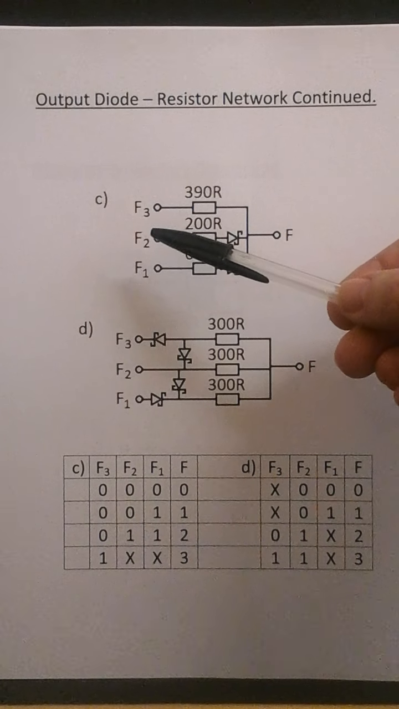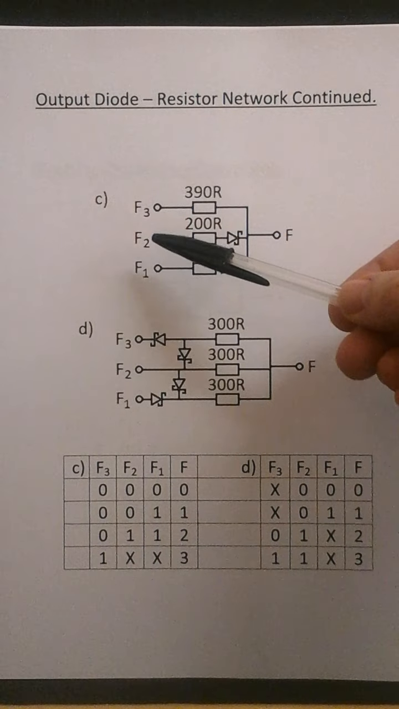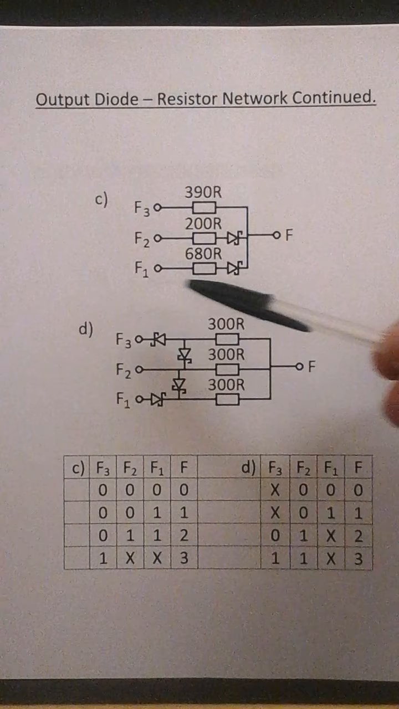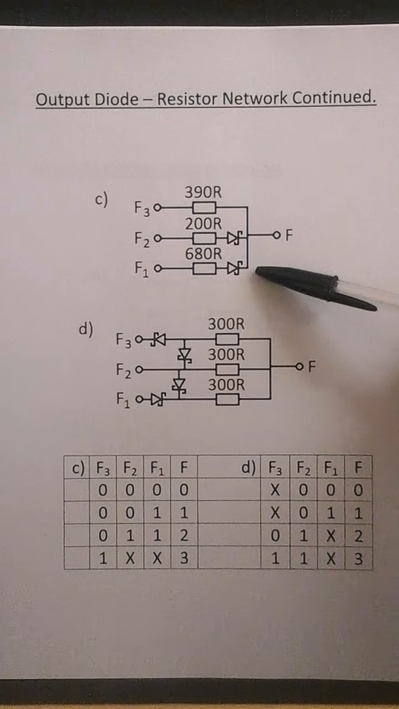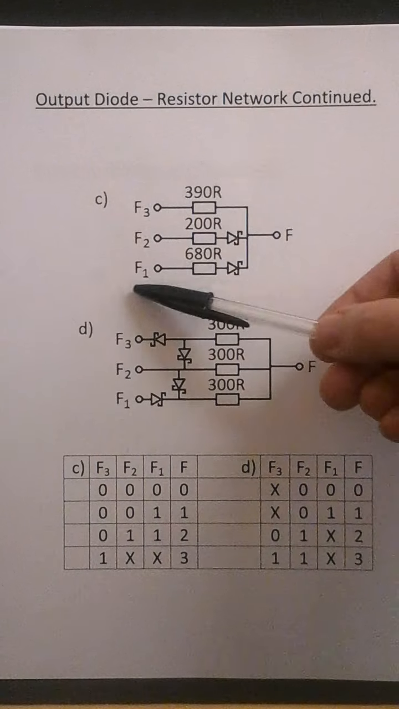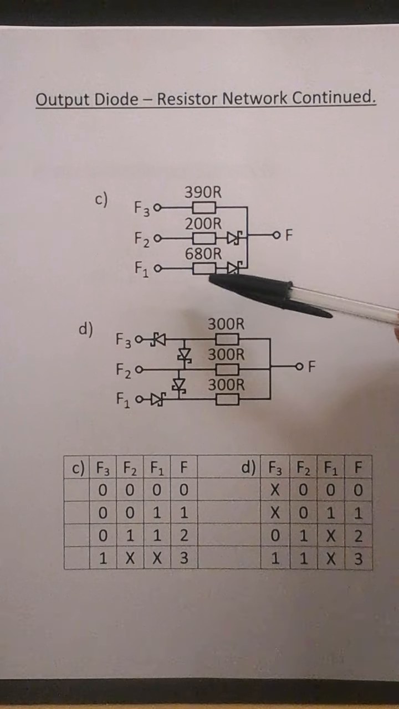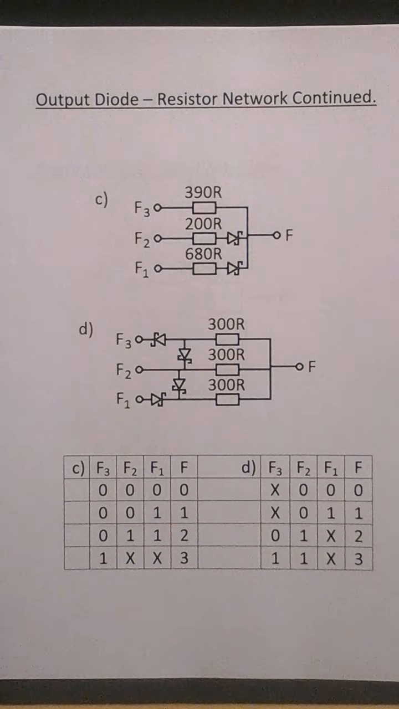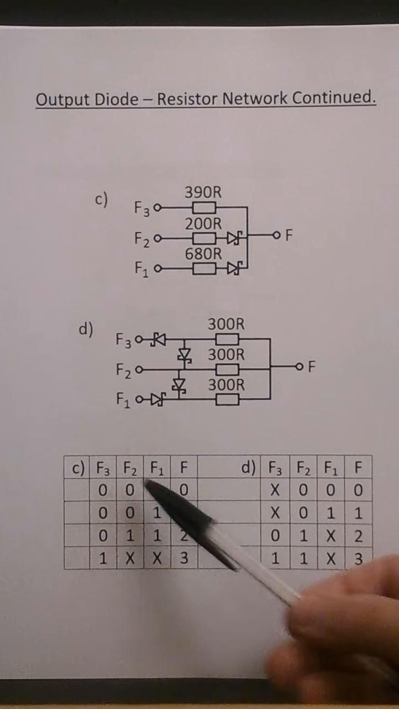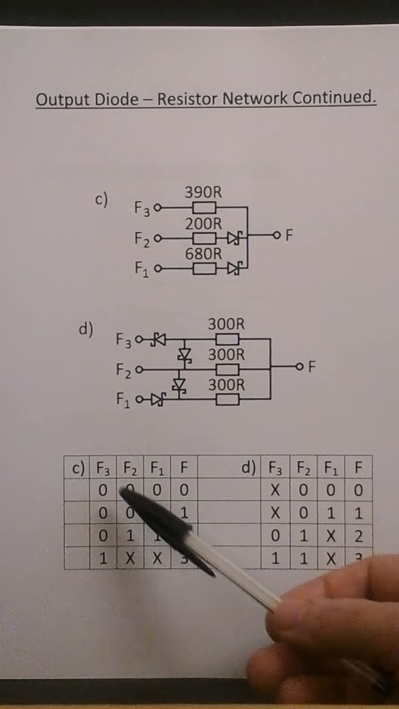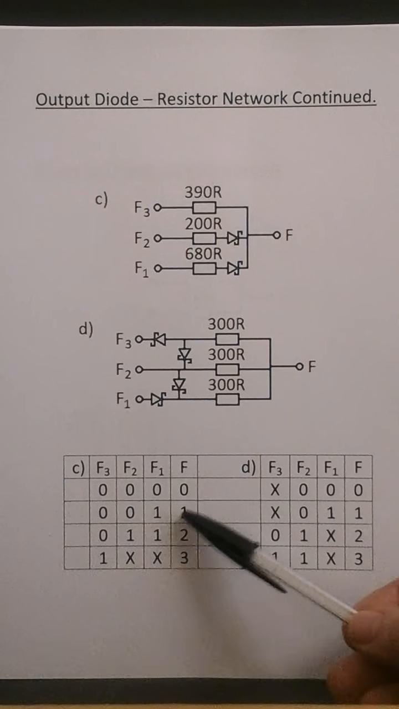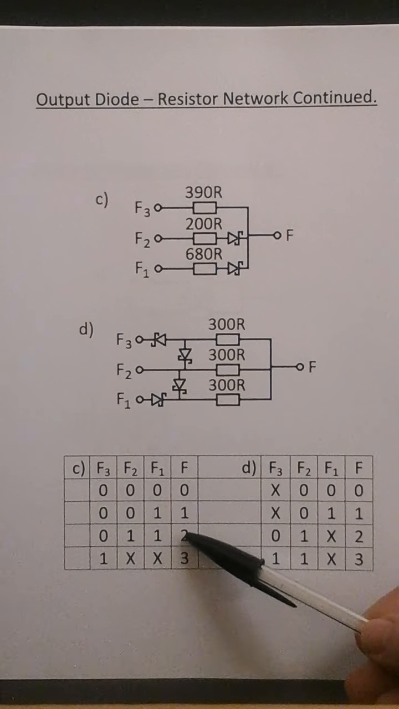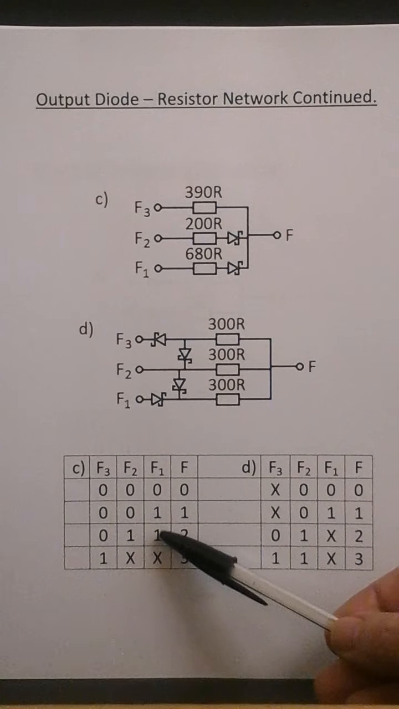So it doesn't matter if these are 0s or 1s, because if it's a 0, it's reverse biased and no current flows through that resistor. Same with F1, if it's a 0, that diode's reverse biased and no current flows through that resistor. So F3 is a 1 and you get a quaternary logic 3. For F is a 0, F3, F2 and F1 are 0s. For 1, F3 is a 0, F2 is a 0 and F1 is a 1. And if F is a quaternary logic 2, F3 is a 0, F2 is a 1 and F1 is a 1.